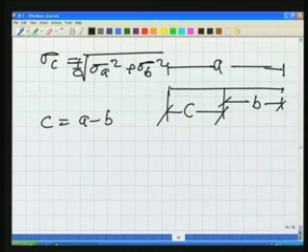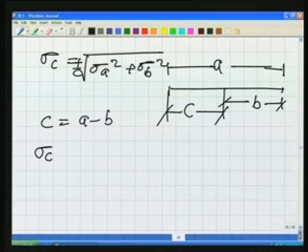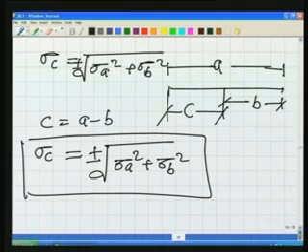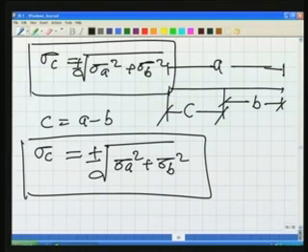Now can you think of what will happen to sigma C? Actually, if you do the derivation, you will find sigma C will again come out to be under root of sigma A square plus sigma B square. You must do it. Now what do we observe from this? In both the cases, whether there is a sum like this, A plus B or A minus B, our value of the standard deviation for the final output is the same.